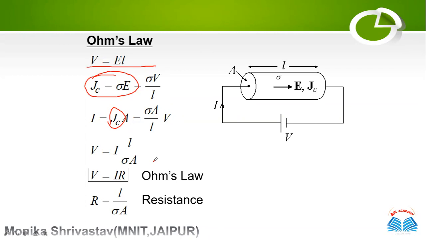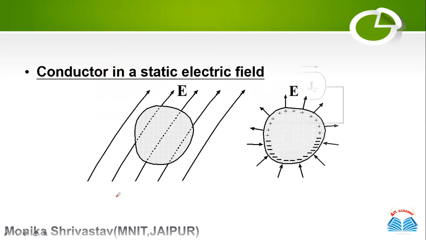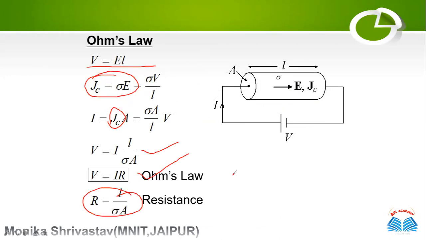You know that V equals IR is your Ohm's law. So if we compare these two, with the same I, that means R is L over sigma A. This R is the resistance according to Ohm's law. So from here again, we can get what is sigma. Basically the sigma will be L over RA. So this is quite easy, L over RA.